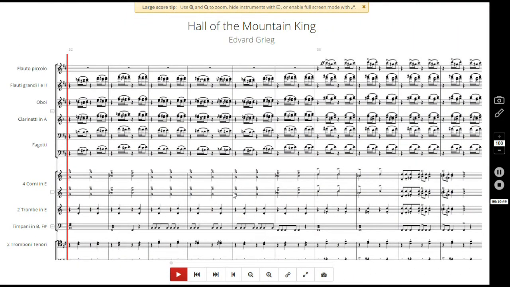Objective 1.10 tells us to identify correctly drawn notes of the tenor clef. And I brought up a piece by Edvard Grieg, The Hall of the Mountain King. This is the middle of the piece, measure 52. Let's listen to a little bit of it at this point.